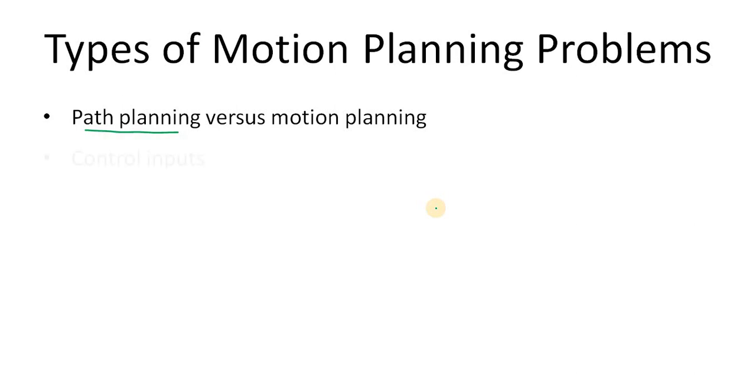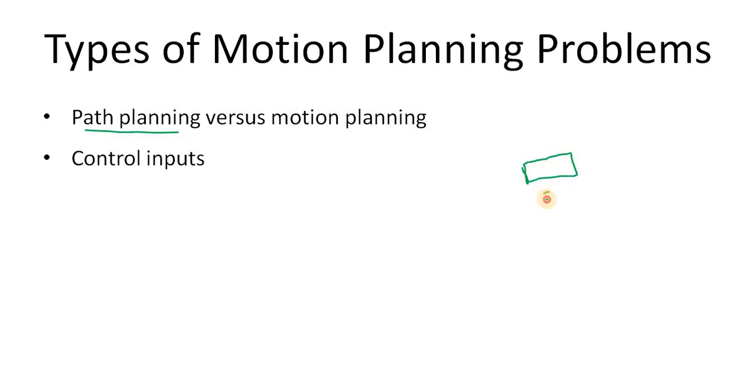Next we have control inputs. So again, this is another type of problem in motion planning, which is how the inputs to the robots should be controlled. For example, not all robots can change their direction instantaneously. For example, we have studied a car-like robot.